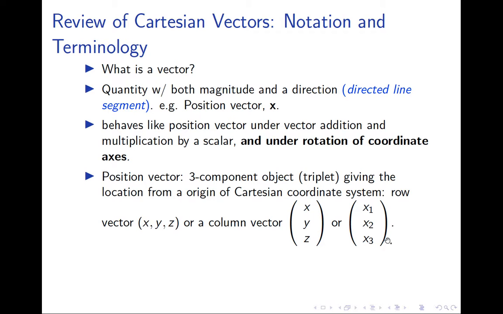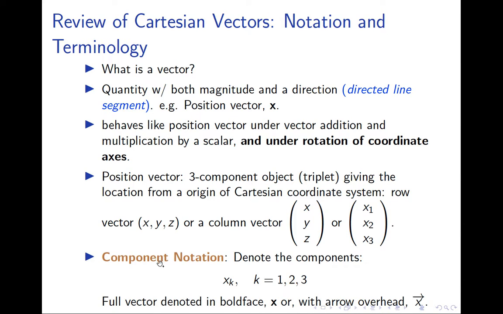So let's look at the component notation, in which the vector components, instead of x1, x2, x3, will be given by x subscript k, where k can take values 1, 2, or 3. The entire vector, instead of this triplet, instead of this column vector, I will denote by a boldface or with an arrow overhead. Okay, in my slide it will mostly be boldface.